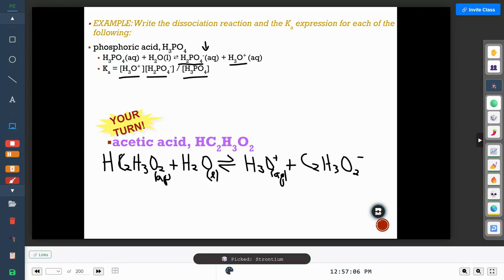Aqueous, and then aqueous, okay? Yeah, so the only thing in this case that's not going to be aqueous is this H2O, which is one of the reasons why we don't include that in the ionization constant expression.